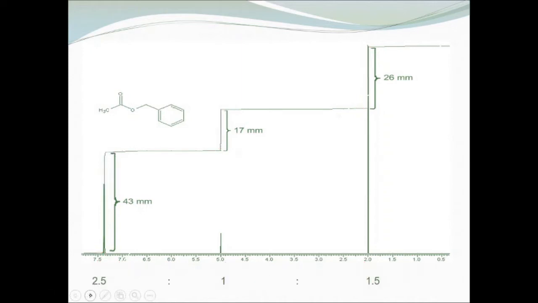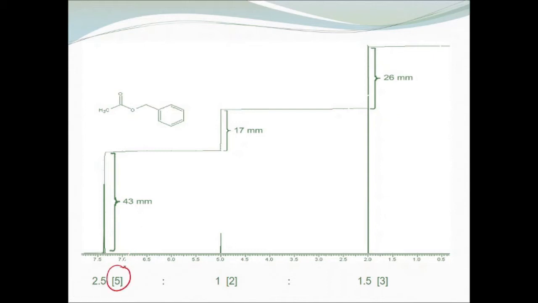Now, as I mentioned earlier, you cannot have fractional hydrogens. 1 hydrogen is reasonable. 2.5 is not. 1.5 is not. So when we see a ratio like this, typically we multiply everything by 2. So this actually represents 5 hydrogens, 2 hydrogens, and 3 hydrogens. And so we have a ratio of 5 to 2 to 3. And indeed, that is what these numbers correlate to.